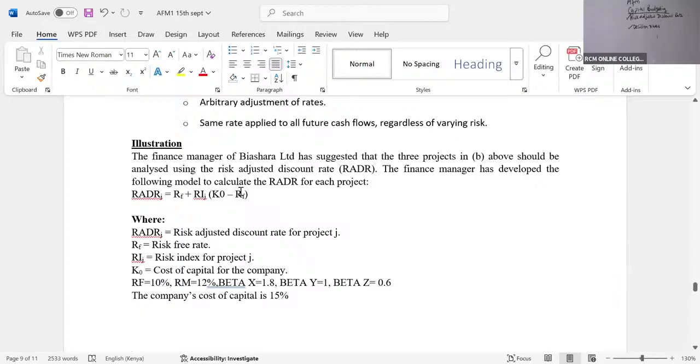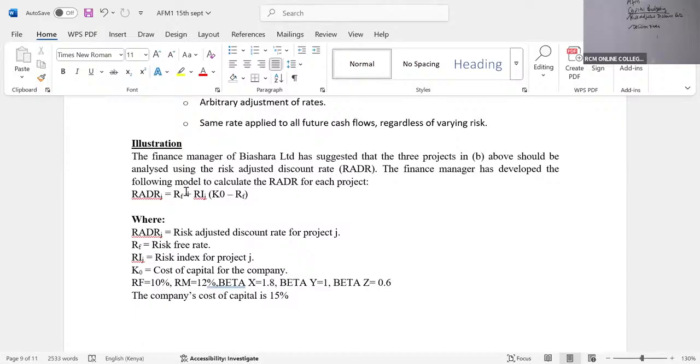Is there anybody who has ever seen this kind of equation anywhere? This equation is similar to something that you must have covered in class. RADR is very, very similar to something. Is there somebody who has ever seen an equation very similar to this one, which starts with, yes, CAPM? And that is why, at times, ladies and gentlemen, they write the RADR formula as the CAPM formula.